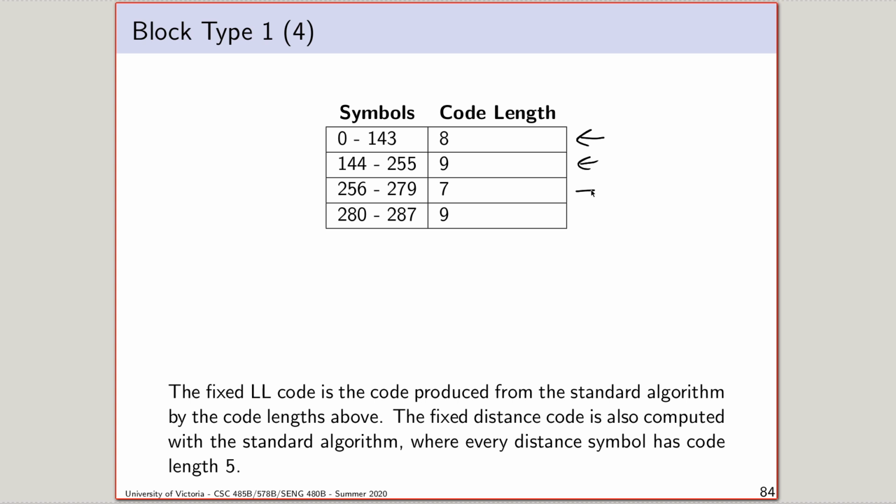But on the other hand, these symbols, all of which are length symbols and the end of block marker, are 7 bits. So you save a bit on that, and then these are 9 again. The reason it has to alternate is because you can't have everything in 7 bits or everything in 8 bits. You have more than 256 possible symbols, so you have to sort of trade off.